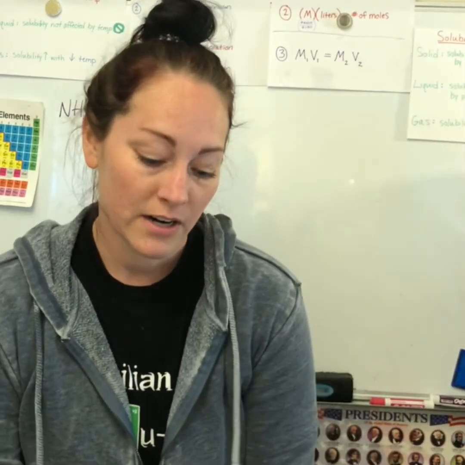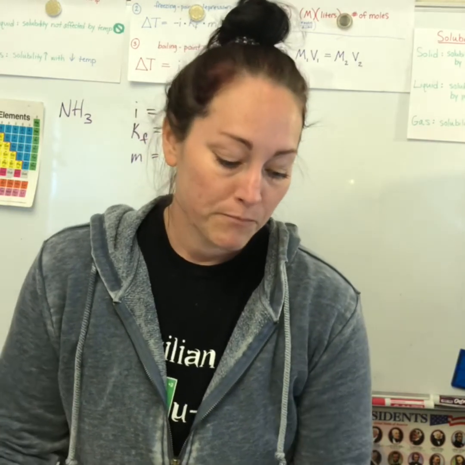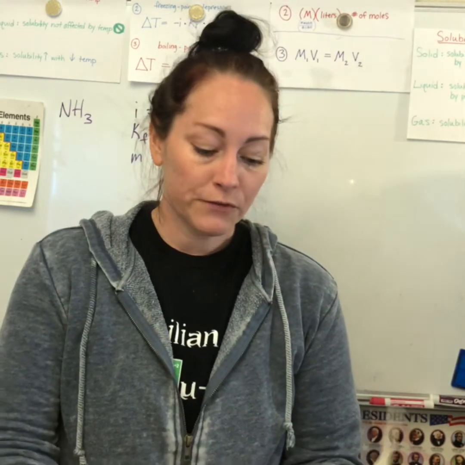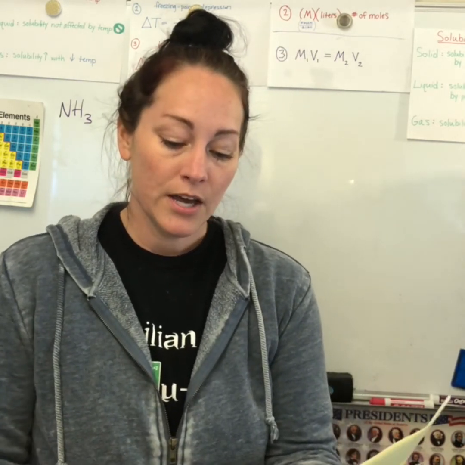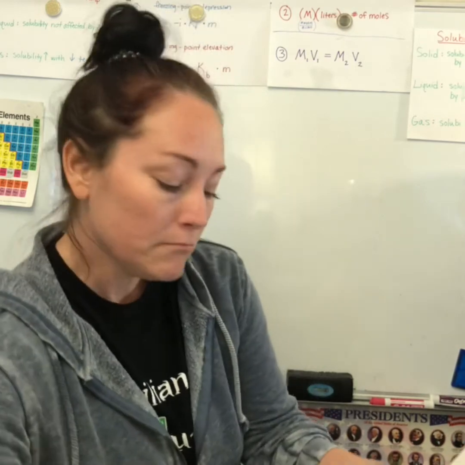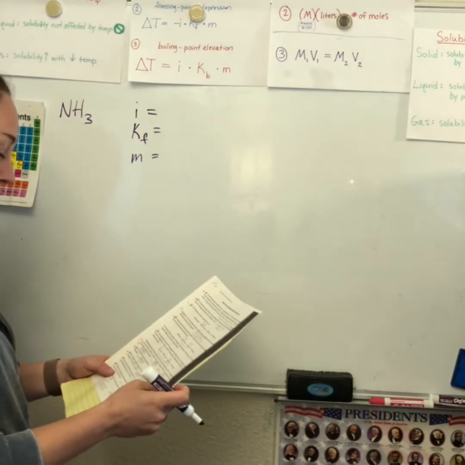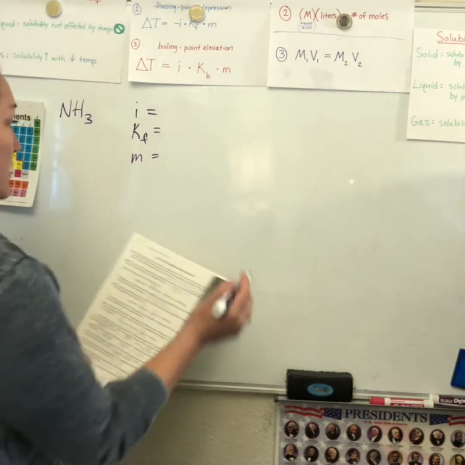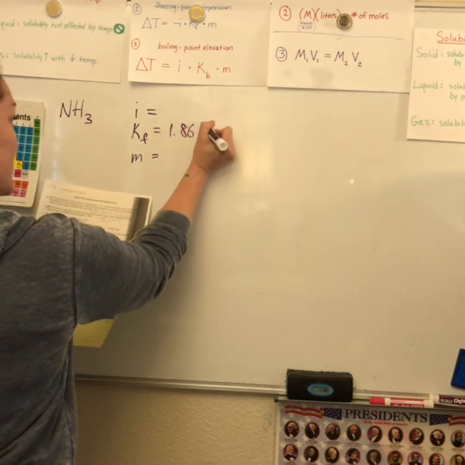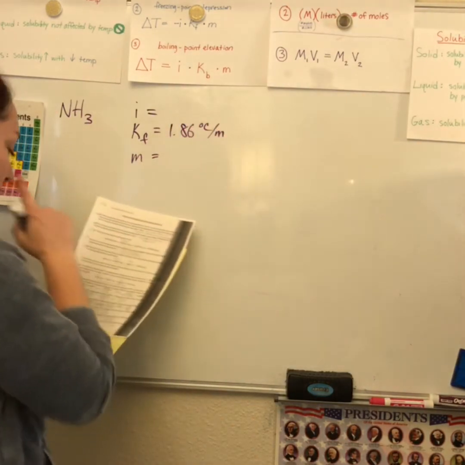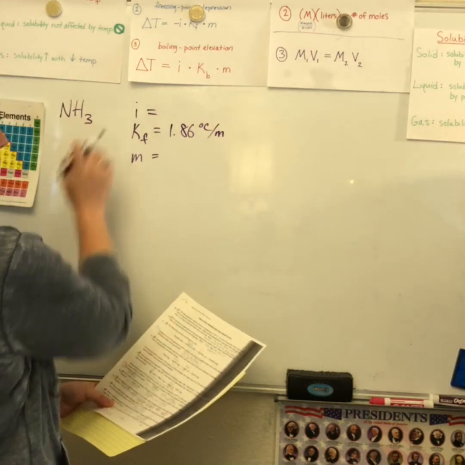All right, so we are on the last two problems, 9 and 10, of practice problems for Module 11. All right, so I'm going to read number 9. It says, what is the freezing point of a solution made by mixing 35 grams of NH3 with 350 grams of water? So like we did with the last one, we're just going to plug in what we know, okay? So they gave us the Kf, which is 1.86 degrees Celsius molality. And then we need to find the molality and the I.